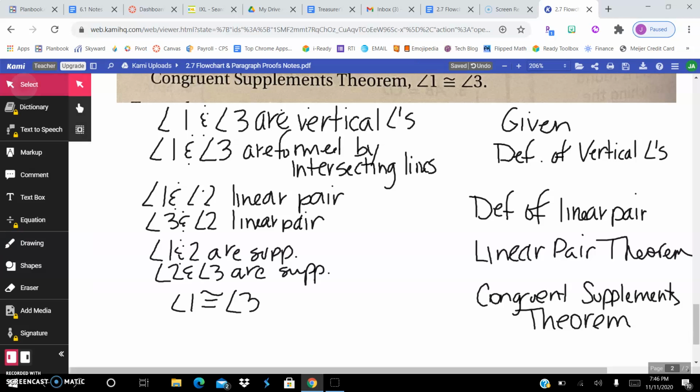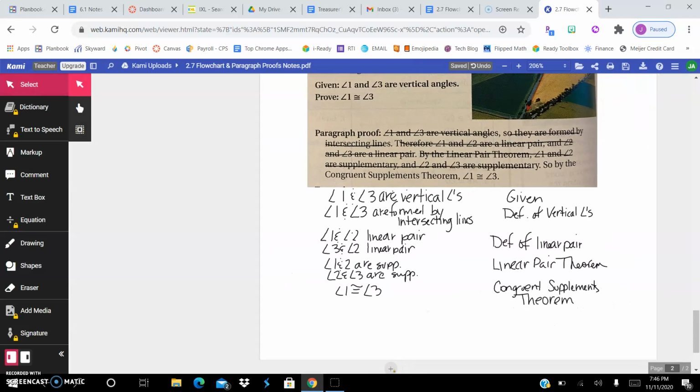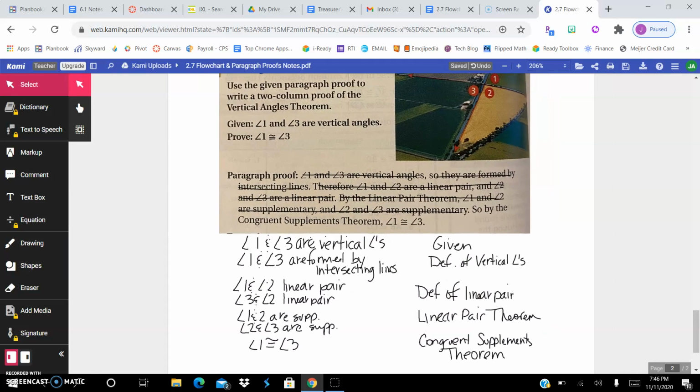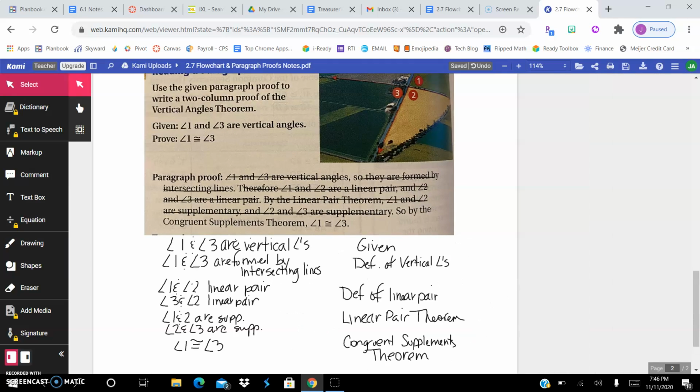So that is a paragraph proof. It's much easier to take the paragraph proof and turn it into a 2-column proof. They kind of walk you through the steps. And if you're given the 2-column proof and they ask you to write a paragraph proof, then you just put them into sentences and make a paragraph out of it.